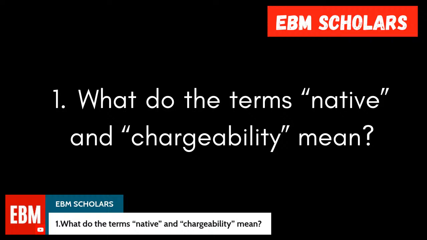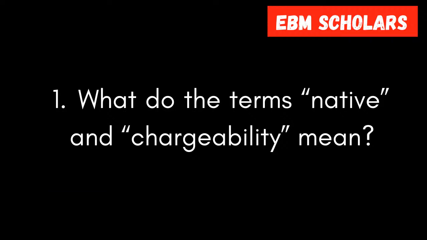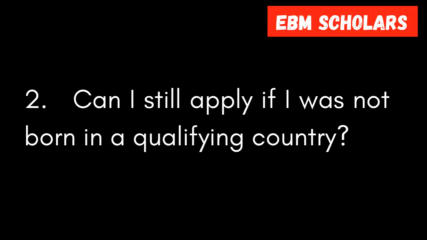So there are all those kinds of scenarios you can do. But each year, the countries of eligibility and chargeability are going to be provided in the middle of September, when they are going to announce the actual dates for the application. That is question number one, about what the terms native and chargeability mean when you go to apply for the diversity visa lottery. Let's go to question number two.